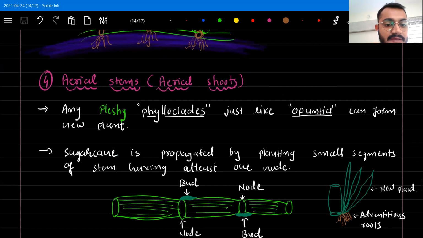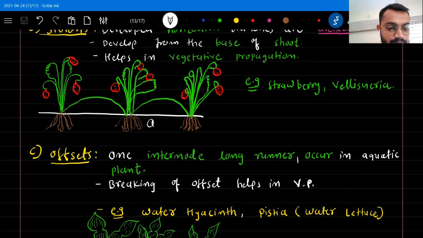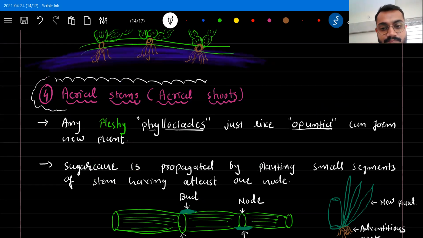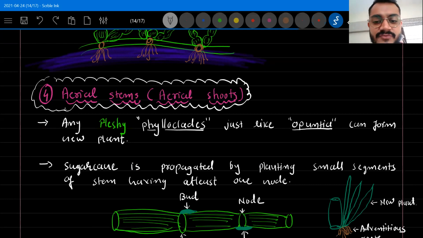So now, those are all aerial stems. All these stems are very fleshy, and they are also called phylloclades. Now what is phylloclade? You have to search it. What is phylloclade? You must know it.